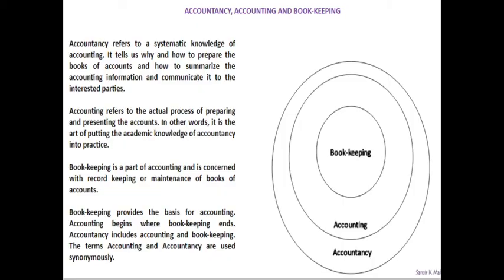See, this is a pictorial representation of what accountancy, accounting and bookkeeping is. You can see bookkeeping at the center, and bookkeeping is part of accounting also. Bookkeeping comes inside accounting. So, accounting is the process of preparing and presenting accounts. And bookkeeping is the record keeping process, maintaining your books of accounts. And in the third part you can see accountancy, which includes both bookkeeping and accounting.